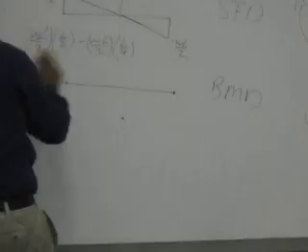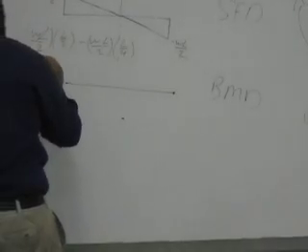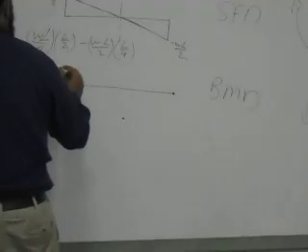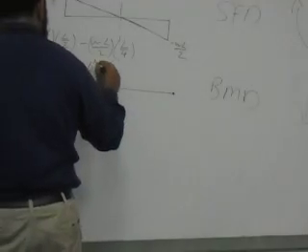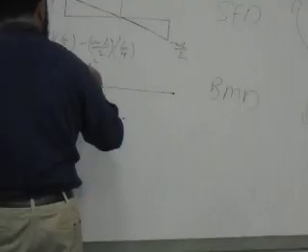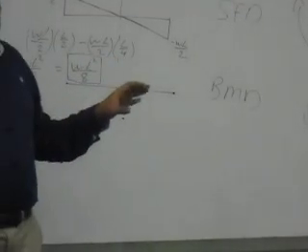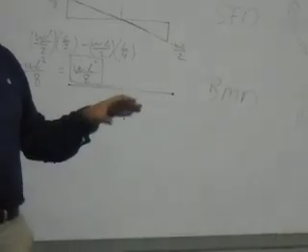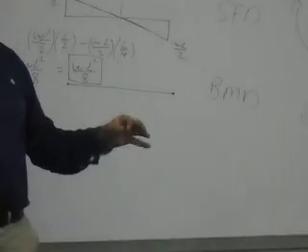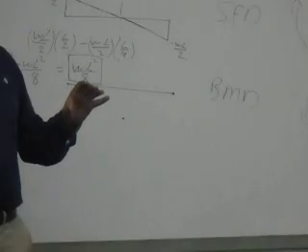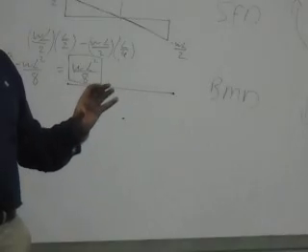If you do this back, you get what? WL squared over 4, minus WL squared over 8. So this gives us WL squared over 8. This is the maximum bending moment in a simply supported beam, in a simple beam. You need to memorize it. Okay?